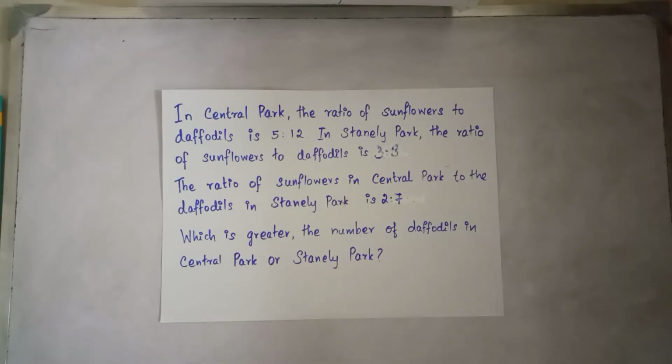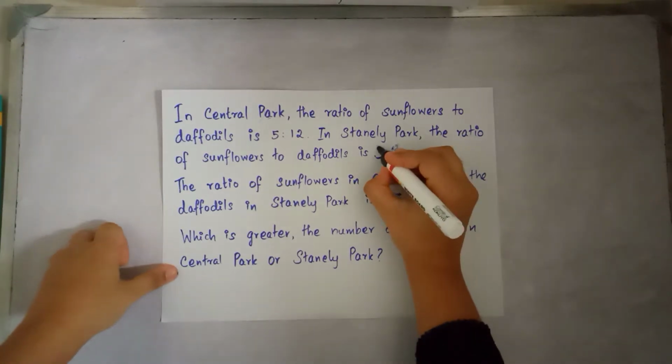In this video, we'll be looking at a problem based on ratio and proportion. In Central Park, the ratio of sunflowers to daffodils is 5:12. In Stanley Park, the ratio of sunflowers to daffodils is 3:8.